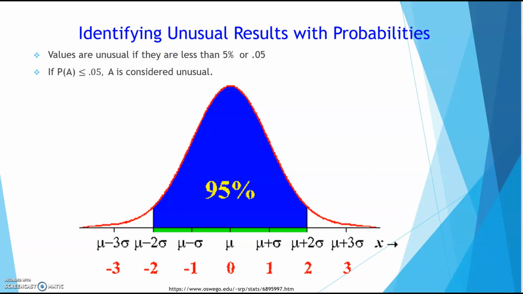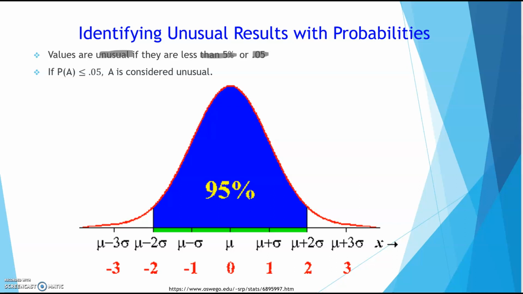Okay, and last thing, we're going to identify unusual results with probabilities. So the key thing here is values are unusual if they are less than 5%, or if you take it out a percentage, 0.05. Or another way of saying this, if the probability of some event, we'll call it A, is equal to or less than 0.05, then we say that is unusual.